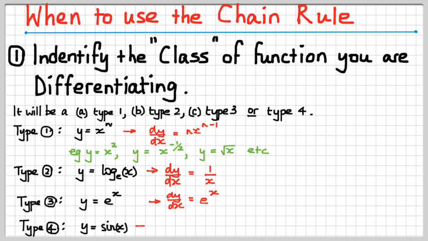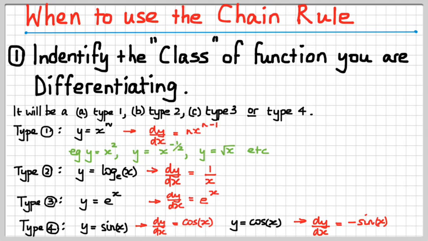So type 4, the last but not least, are the trigonometric ones. So y is sine x, in which case dy/dx is cos x. Or we could have y equals cos x, in which case dy/dx is minus sine x. Now you've got to identify what class or type of function you are looking at to differentiate. That's the first thing.